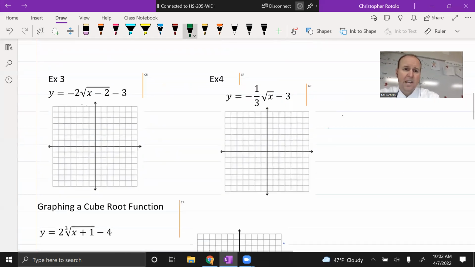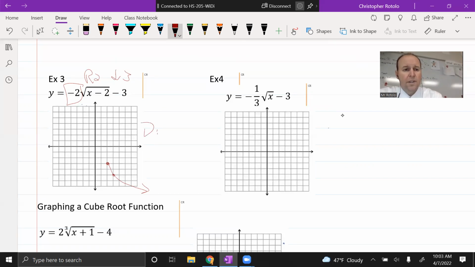All right, let's throw in an a value. See what we can do with these. So we know this is going to be right 2 and down 3, right 2, down 3. And then my a value is negative 2. So I'm going to go down 2 and over 1. So I get this type of arc. So same thing, we flipped it over the x-axis.